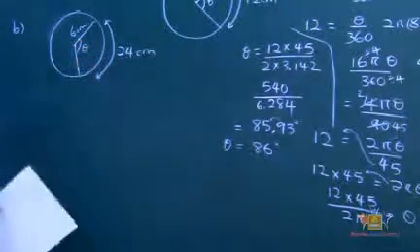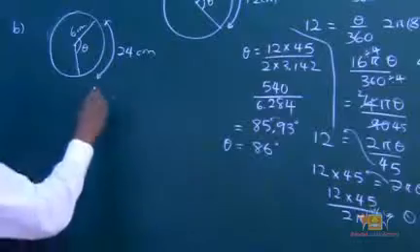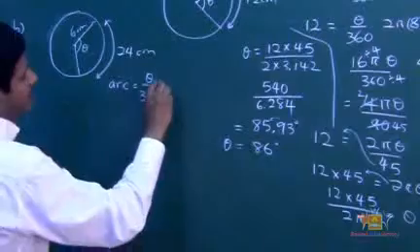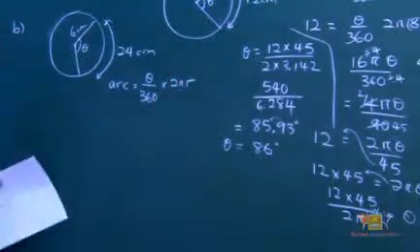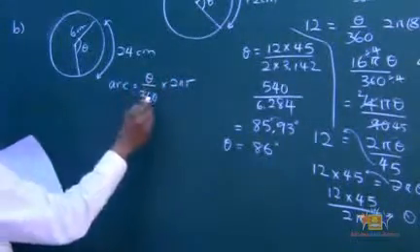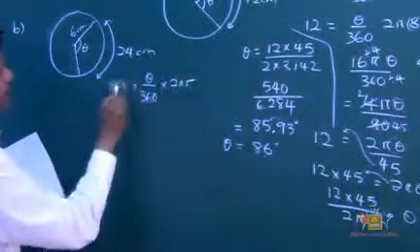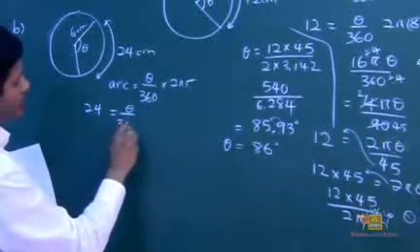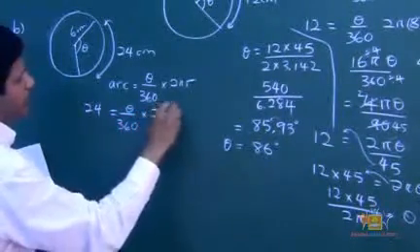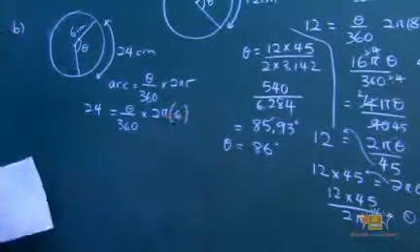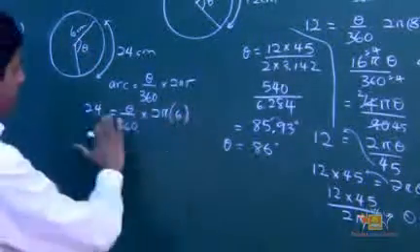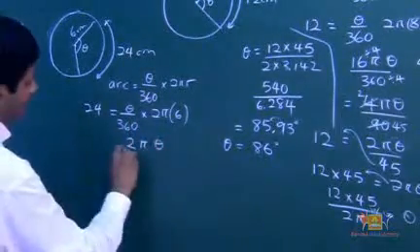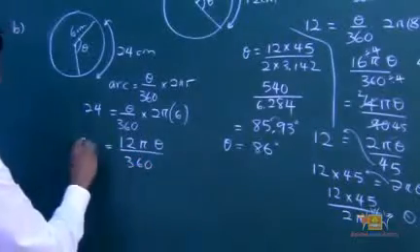Let's write out the formula. Arc equals angle over 360 times 2 pi r. Because we don't know the angle, that's why we put 360. But we know the arc and we know the radius. Let's substitute. So 24 equals theta over 360 times 2 pi, and r is 6. So let's multiply them out. The top part, 2 times 6 is 12, so 12 pi theta over 360 equals 24.